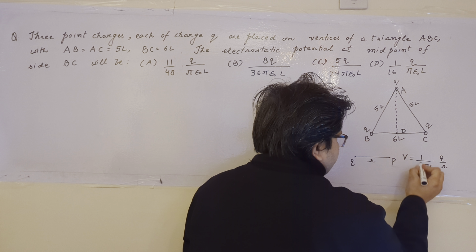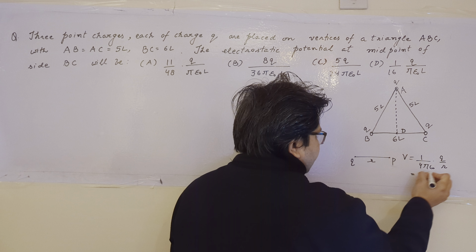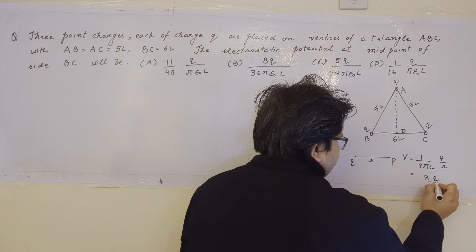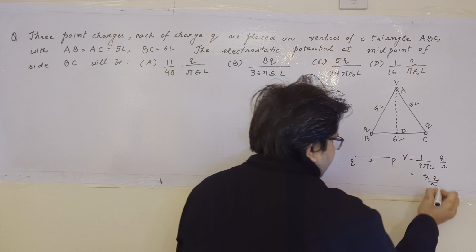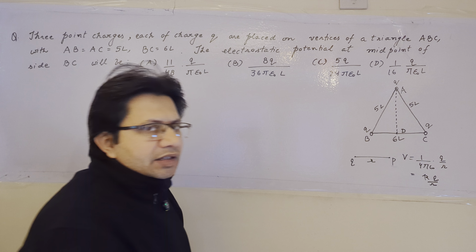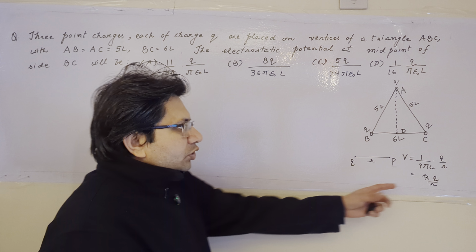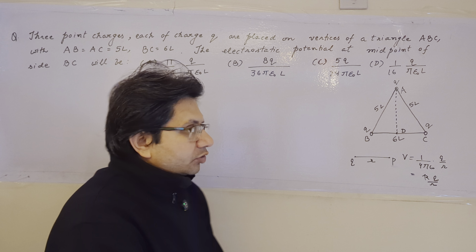Now in short, most of the time we can write 1 upon 4 pi epsilon naught as some constant k. So this formula can also be written as kq upon r. For intermediate calculations, we can use kq upon r, and finally we can put the value of k as 1 upon 4 pi epsilon naught.